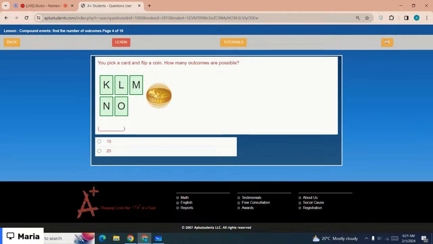You pick a card and flip a coin. How many outcomes are possible? So, which is the correct option? The correct option is, yes, they have a total of 10 outcomes. The correct option is 10, right?